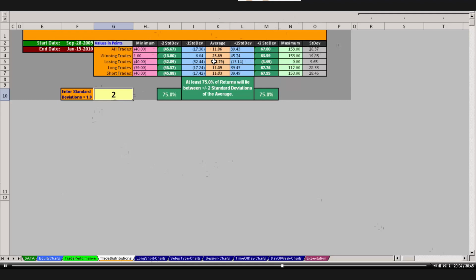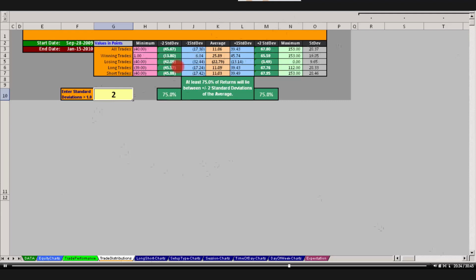Now, the question then becomes, what's the probability that the trades will fall between the number that we're going to give it, the 2 standard deviations? So let's change that. Right now, 2 standard deviations is 75% probability. So there's a 75% probability that you're winning. Let's go to line 4, the winning trades, right? Well, let me get my highlighter here. Okay, right here on line 4 is winning trades.